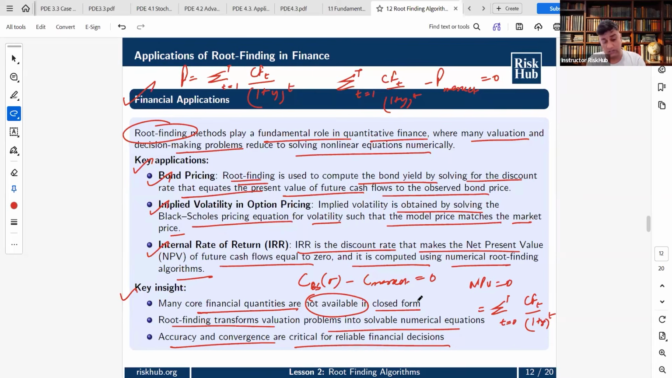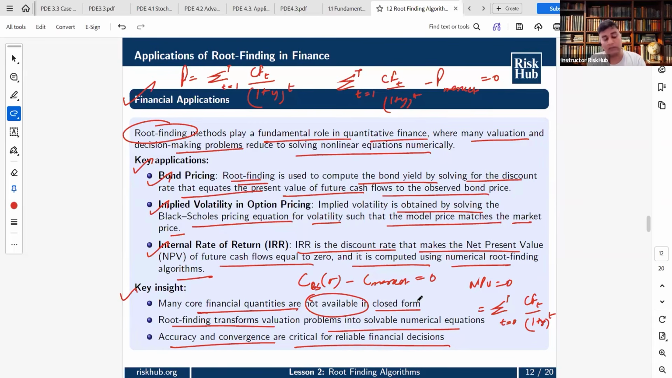If the application is bond yield, the equation is the price equation. If the application is implied volatility, the equation is the Black-Scholes price error. If your application is IRR, the equation is the NPV equation. If your application is model calibration, the equation is market price minus model price.